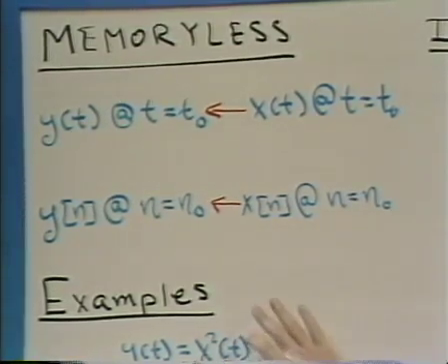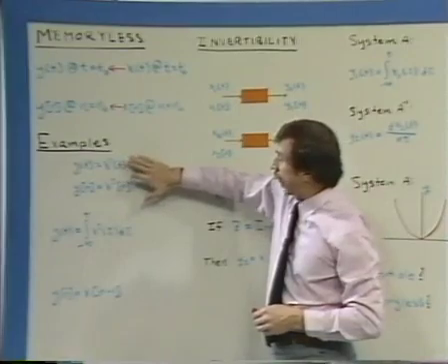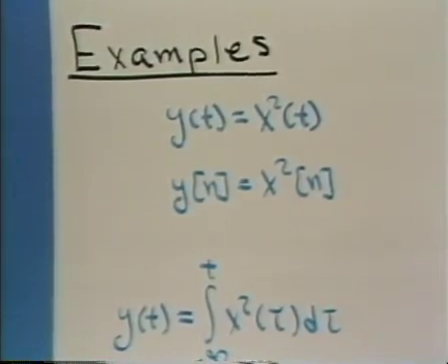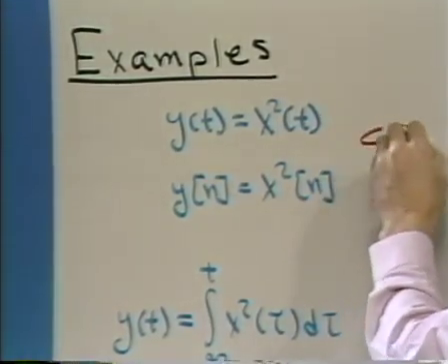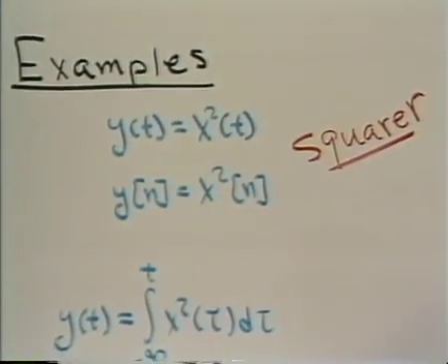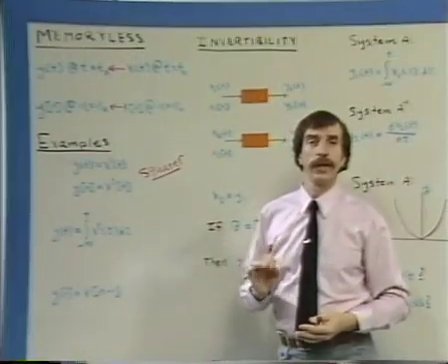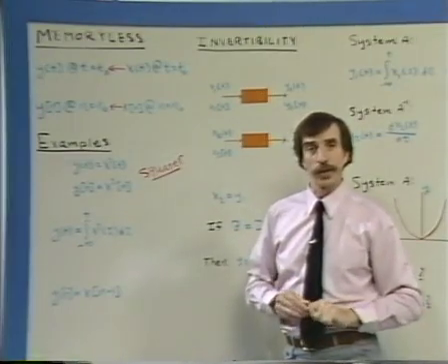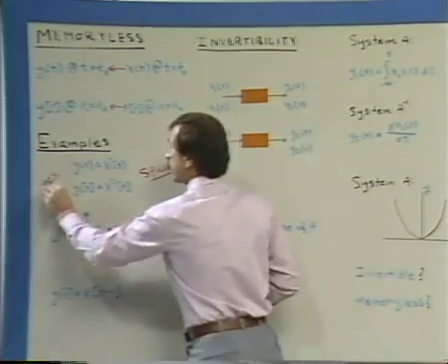Well, I have a number of examples here. Let's look at the first example, in which the output is the square of the input, and that is a possible system either in continuous time or discrete time. And that system, as you would expect, is commonly referred to as a squarer. And since the square of a signal at any time depends only on the value of the signal at that time, clearly a squarer is a memoryless system. So in fact, we can indicate here that this system is memoryless.